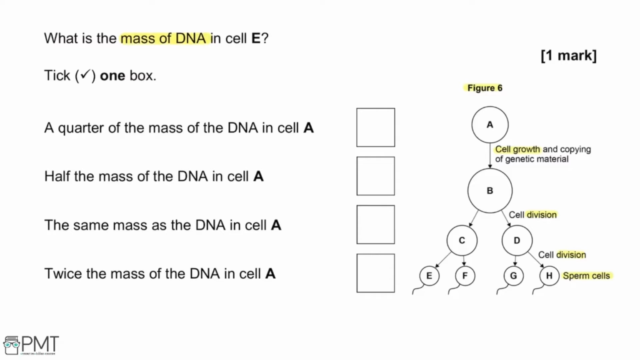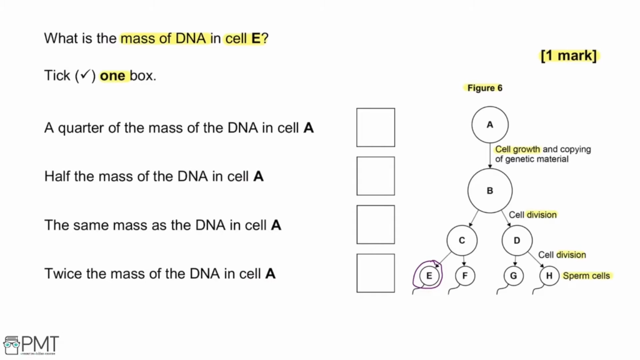What is the mass of DNA in cell E? Tick one box, and this question is worth 1 mark. So figure 6 is really useful for working this out. The first thing you want to do is identify cell E, which is the bottom left, and then we can identify cell A because that's what all of our answers are in reference to.